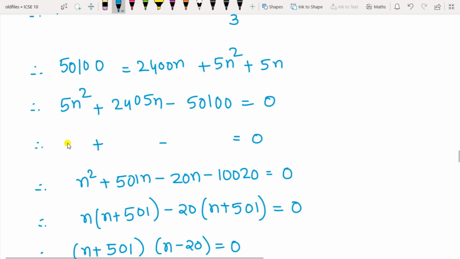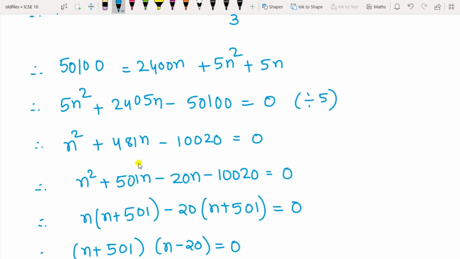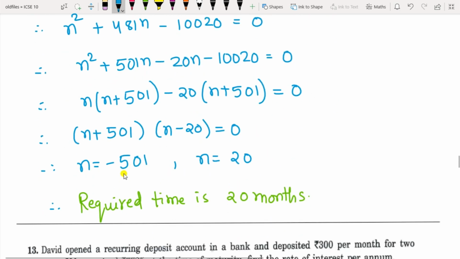Now divide the whole equation by 5, so this becomes n square plus 481n minus 10020 equal to 0, right? This is divided by 5. Now split this equation, so you get the value of n as minus 501 and 20. Since time cannot be negative, therefore the required time is 20 months.